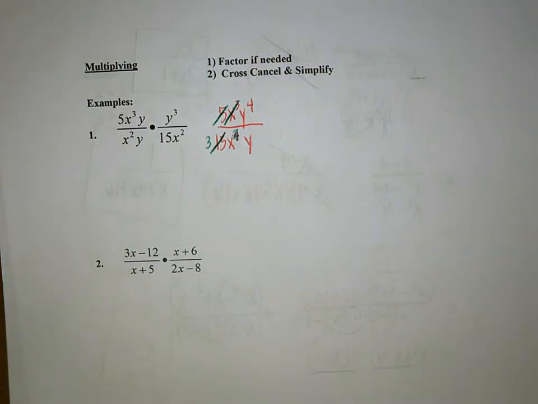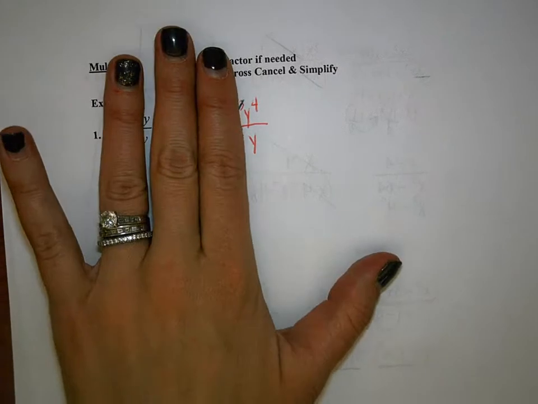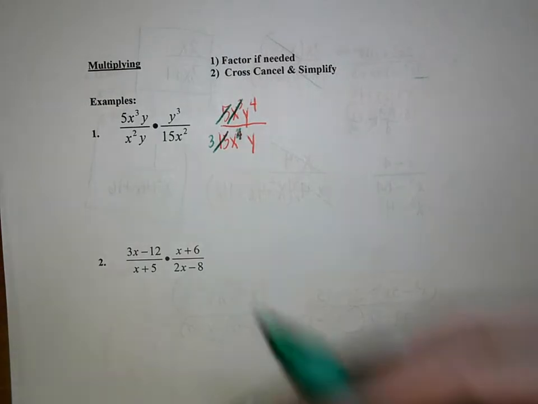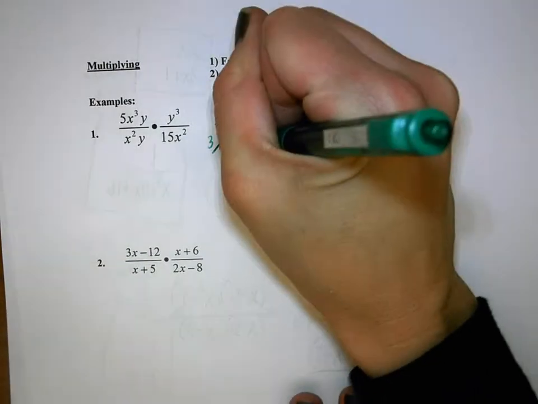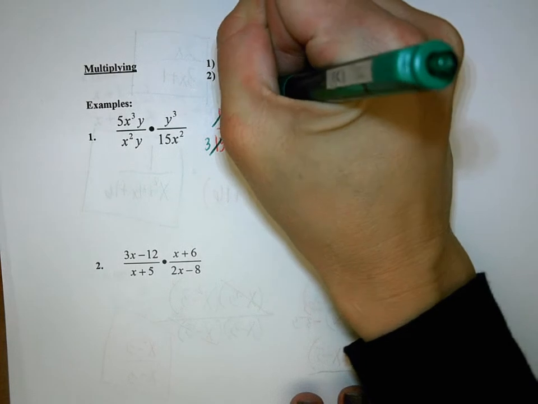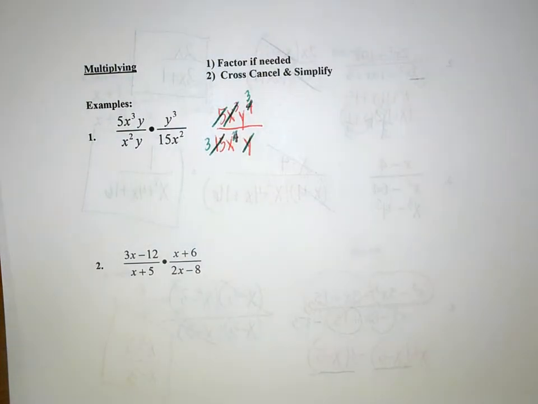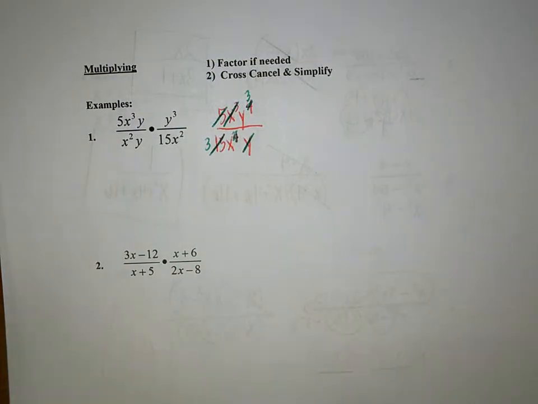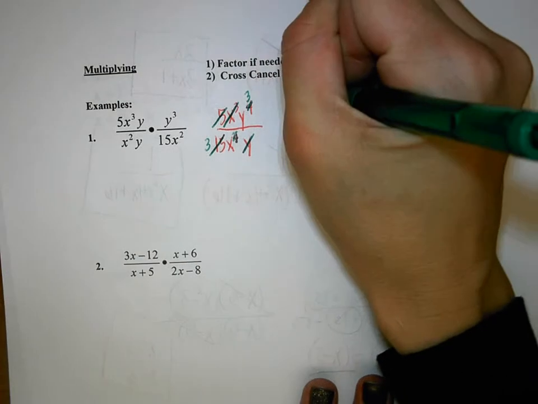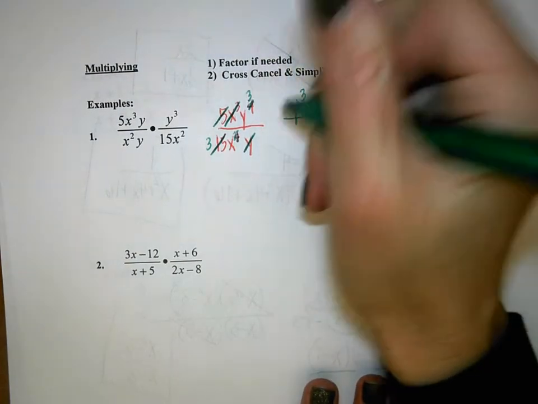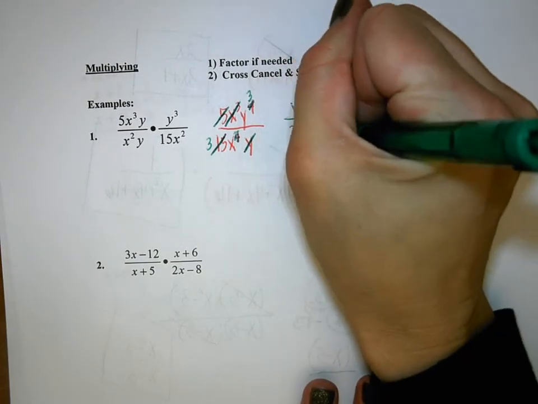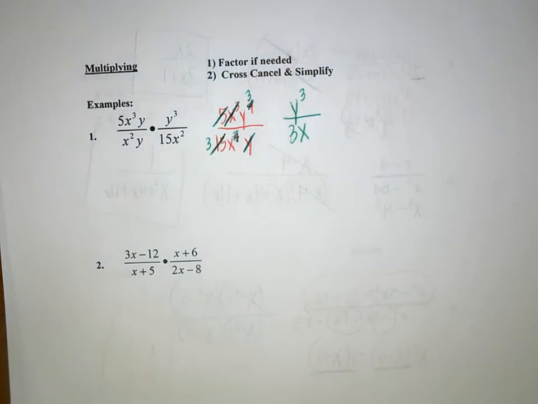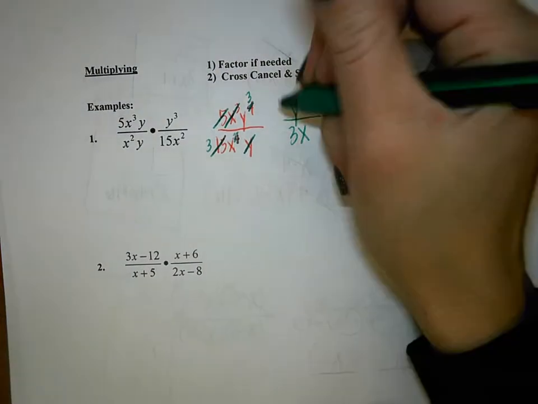What happens with my y's? There's 3 on the top. Good. 1 cancels here, and then we just have 3 y's left on the top. So when we write our answer, on the top we have y to the third, or y cubed, and then we have 3x in the denominator. And then always double check, nothing more can reduce. That is my answer.